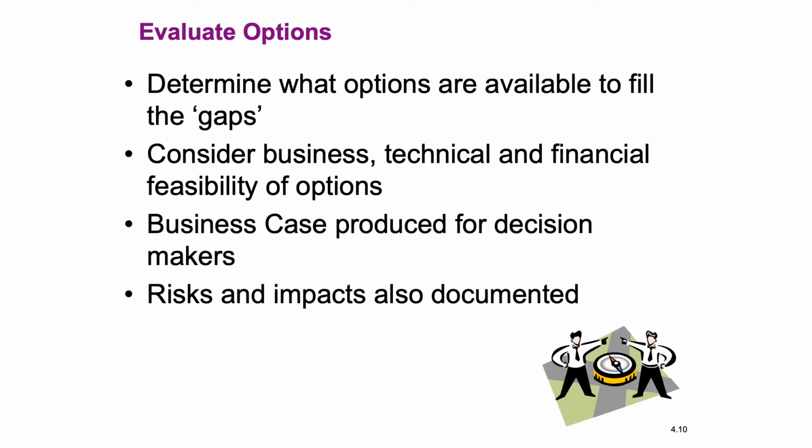So now we've identified the gaps and the potential changes, we then need to think about the options that are available to fill those gaps. So what we want to do is think about feasibility. And the three areas of feasibility we might want to explore. So that includes business feasibility, technical feasibility, and financial feasibility. And what we're doing really is deciding which option or options are the ones most viable for the organisation.